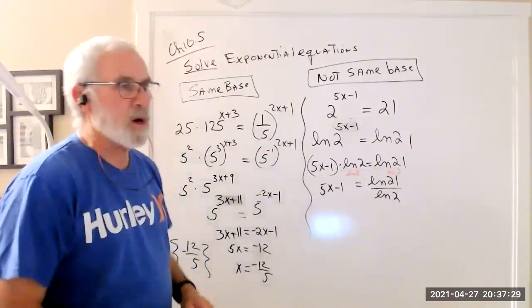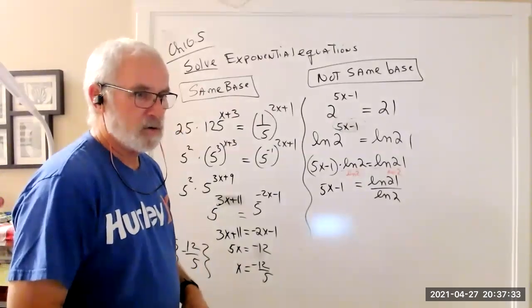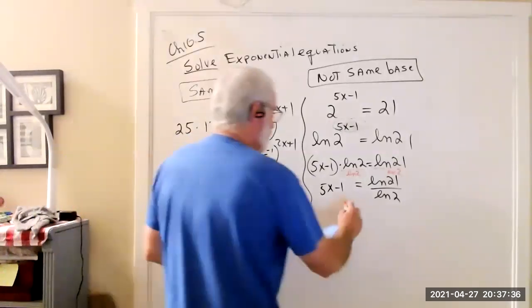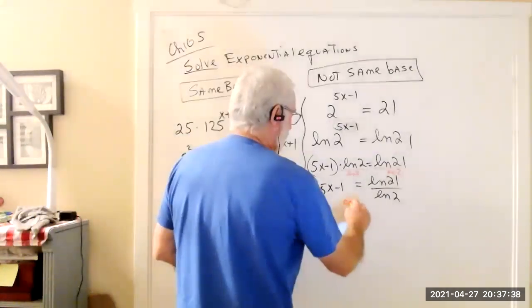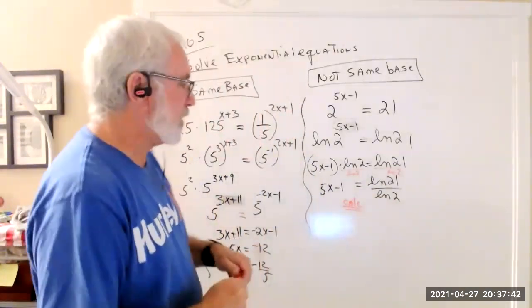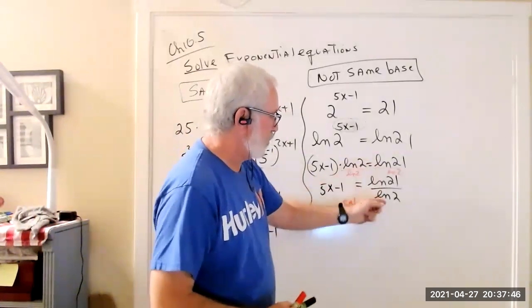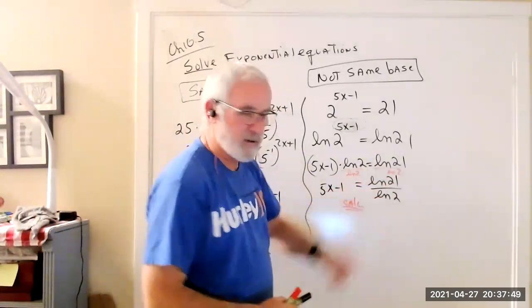At this point, we're going to go to our calculator. At this point, we're just going to say, you know what, screw it. We're going to use our calc. So what I want you guys to do is on your calculators, calculate the ln of 21 divided by the ln of 2.